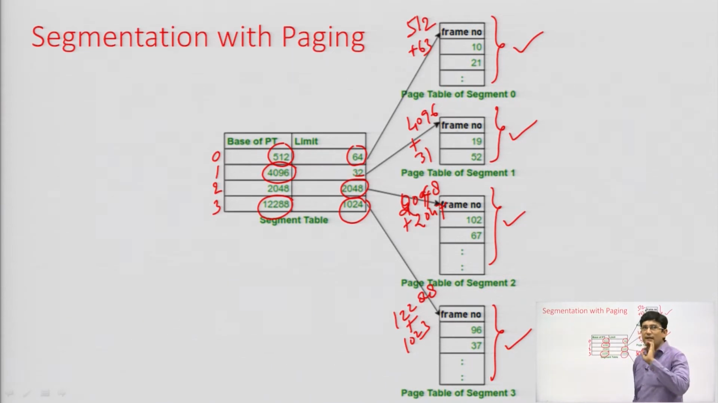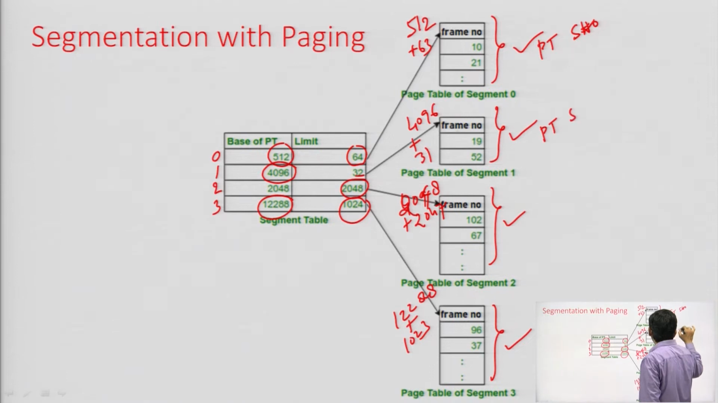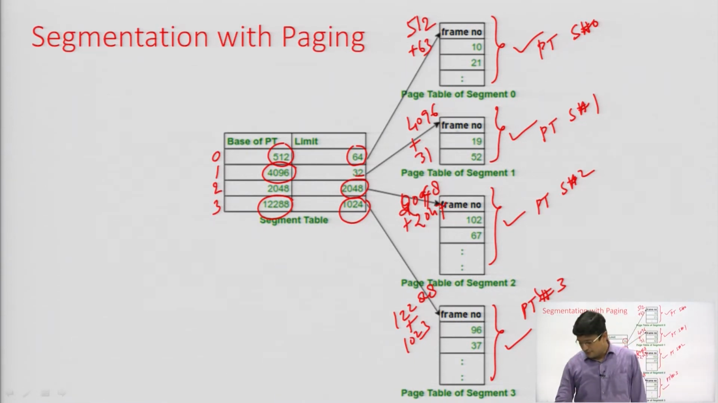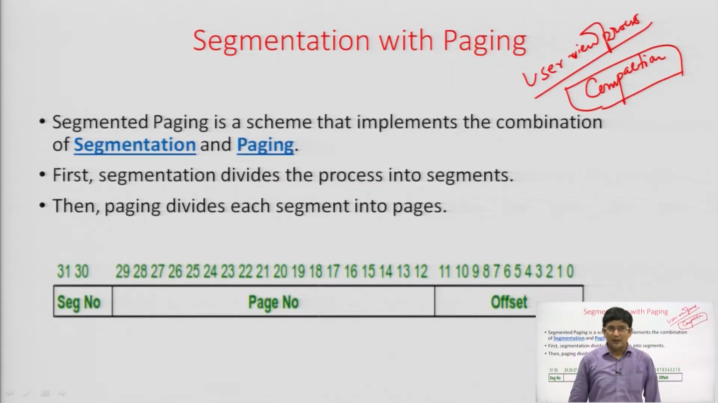So, I again repeat that this is the page table of segment number 0, this is the page table of segment number 1, this is the page table for segment number 2, and this is the page table for segment number 3. Okay. So, for different segments we are maintaining different page tables. Now, once again coming back to this slide, which is telling you what the logical address will be and how it will be distributed.